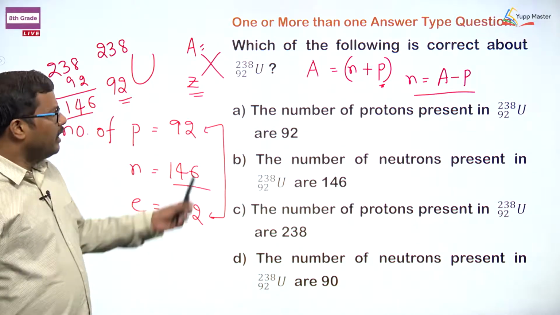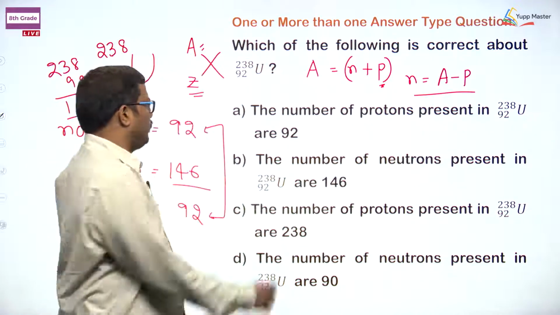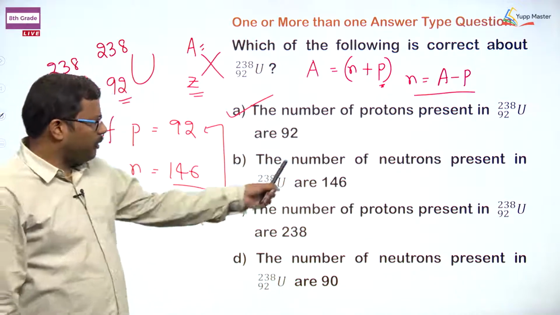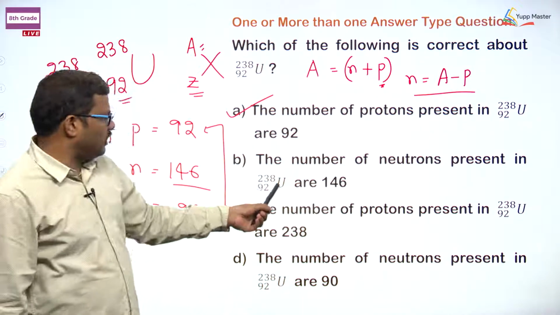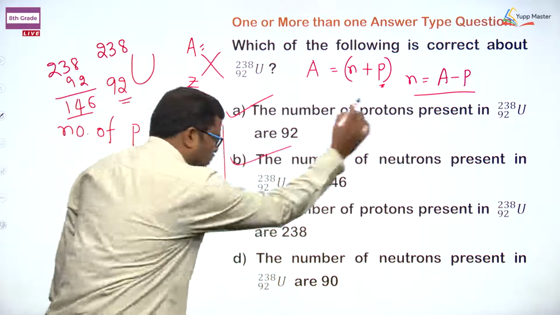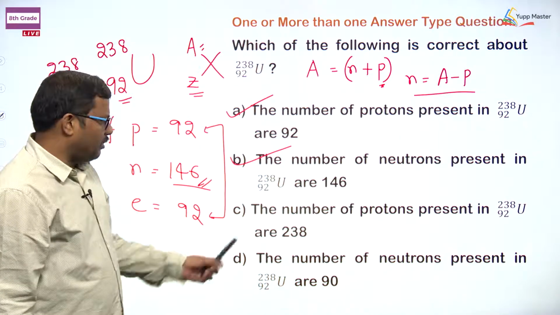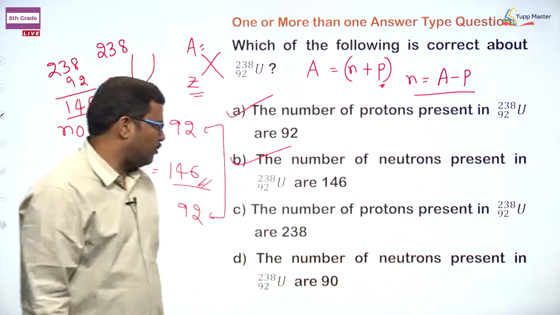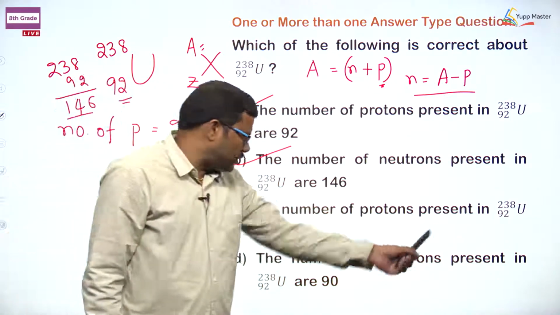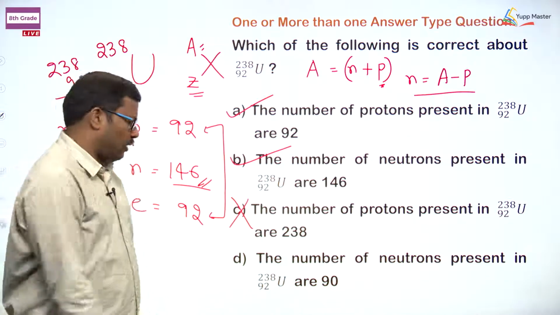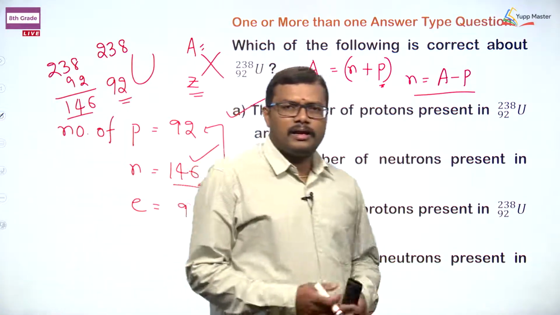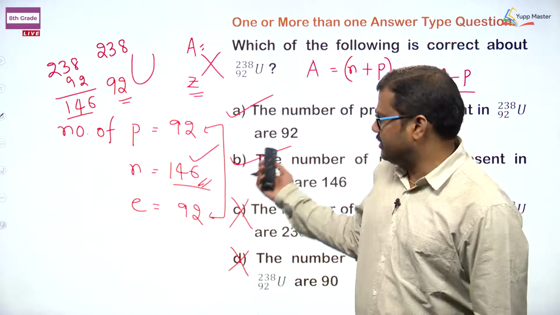Now, look at the options. The number of protons present in the uranium atom is 92. Yes, it is correct, because atomic number is 92. Number of neutrons present in the uranium 238 is 146. Yeah, just now we have calculated 146 is the number of neutrons. So, this is also correct. Look at the third one. Number of protons present in the uranium 238 is 238. No, this is wrong. And number of neutrons present in the uranium is 90. No, the number of neutrons we have calculated is 146. So, this is also wrong. So, A is the correct answer, B is also a correct option in this particular case.